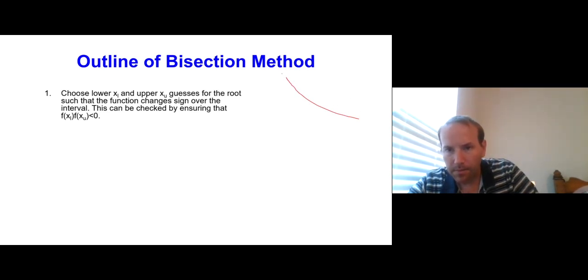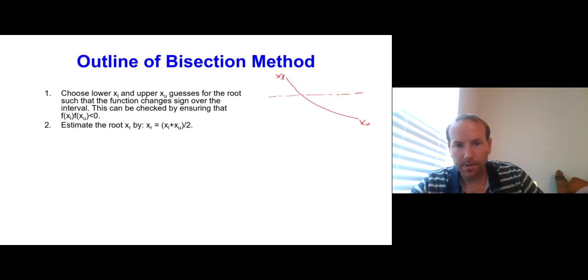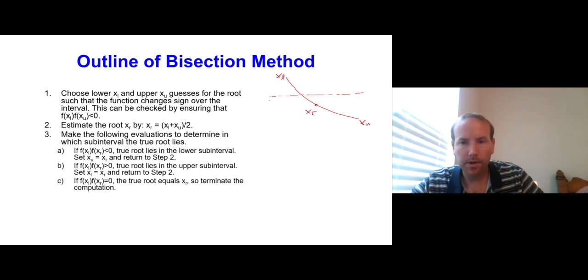So we have an XL and an XU, and we'll say that the 0 line looks like this. In this case, we know that the XL and XU change sign over that interval. And then we're going to estimate the root XR by being halfway in between XL and XU, like that. And then we're going to do a couple calculations.